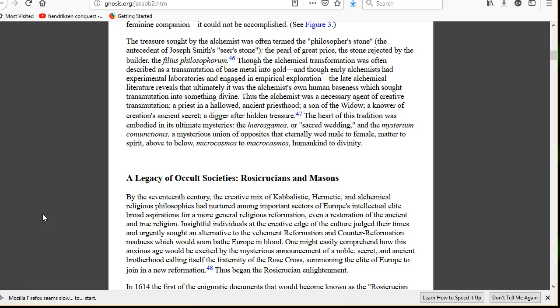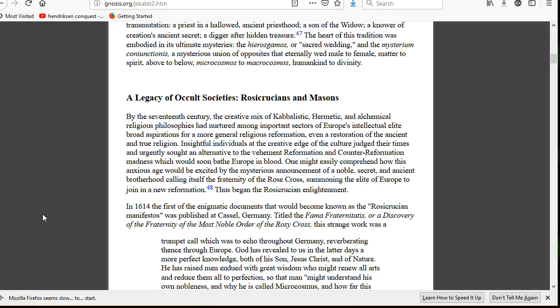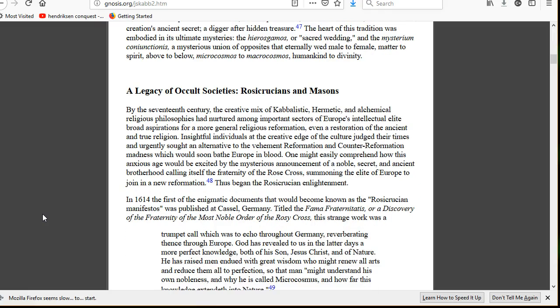The heart of this tradition was embodied in its ultimate mysteries, the Hieros Gamos, and there's a lot of Latin in here, and I don't always pronounce this Latin all that well. Hieros Gamos, or Sacred Wedding. And the Mysterium Coniunctionis, and it's with an I, not a J, and it's so much harder to pronounce with just the I. Coniunctionis. A mysterious union of opposites. Duality. That eternally wed male to female, matter to spirit, above to below, microcosmos to macrocosmos, humanity to divinity.